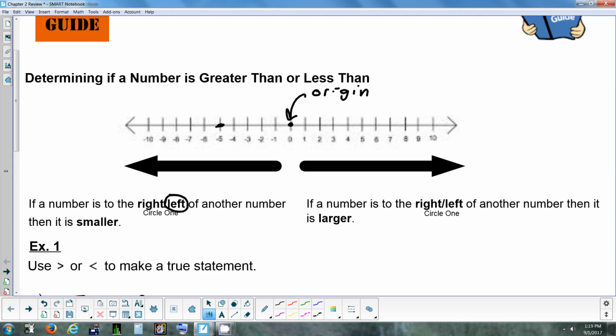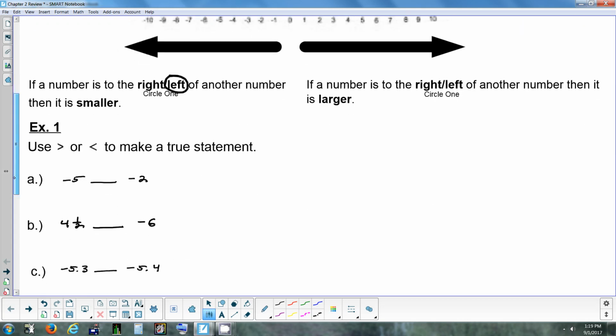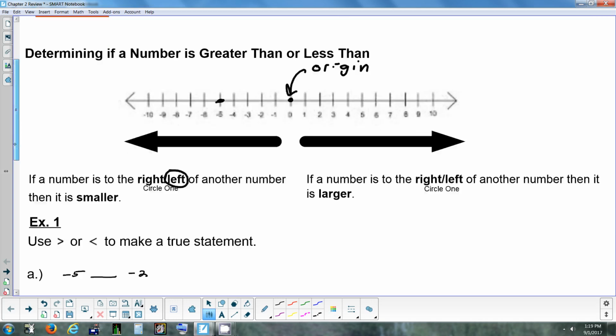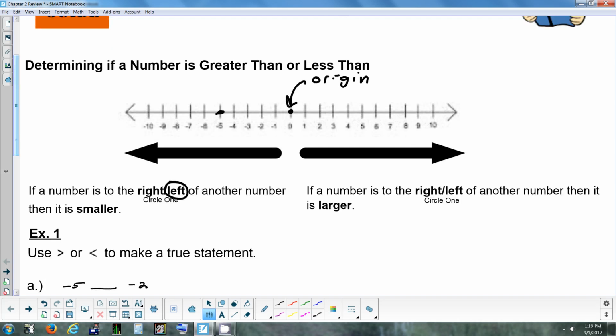And I think we're going to make up some examples. How about on the other side? If a number is to the blank of another number, then it is larger. So which way is larger? Well, left is smaller. Right. To the right is larger.